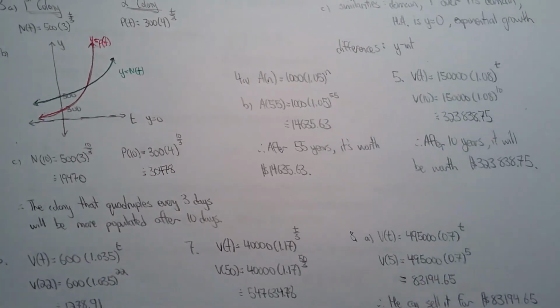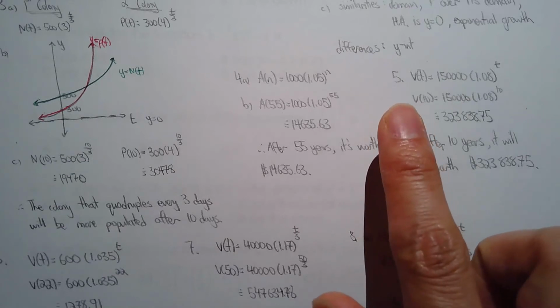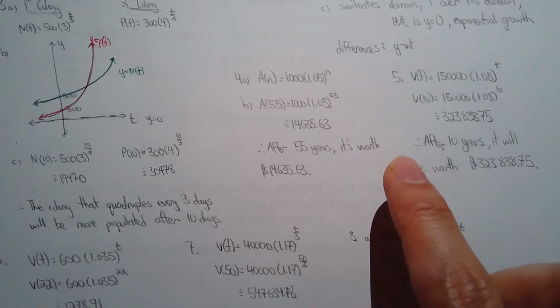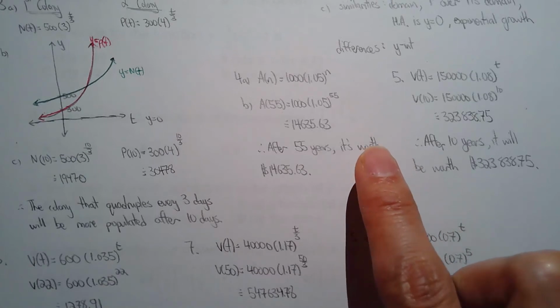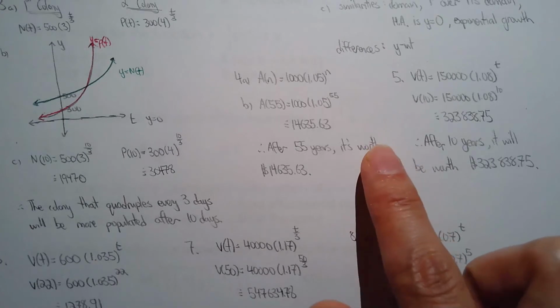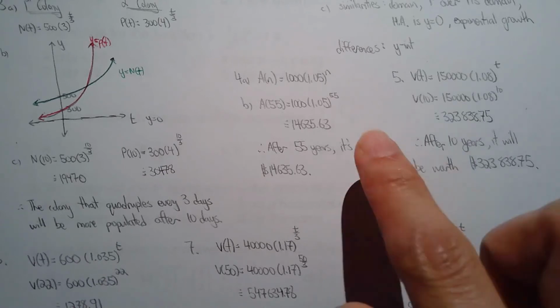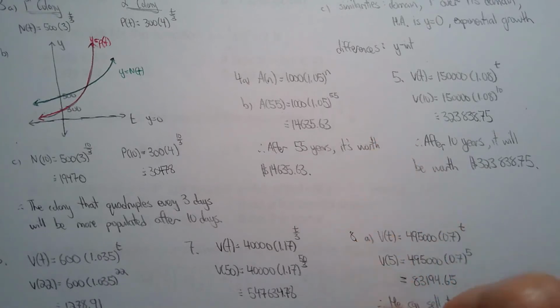Okay, for the fourth question, you have $1,000. It grows 5% every year. I wish it was every day. You grow 5% every year, and you let it grow for 55 years. So wow, your $1,000 will turn into $14,635.63. That's 55 years. But you know, we're going to talk about this in the last unit, and that's the power of compound interest.